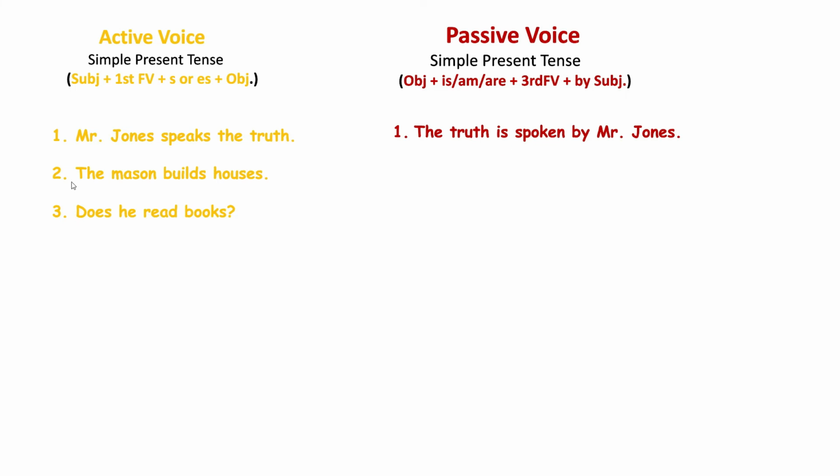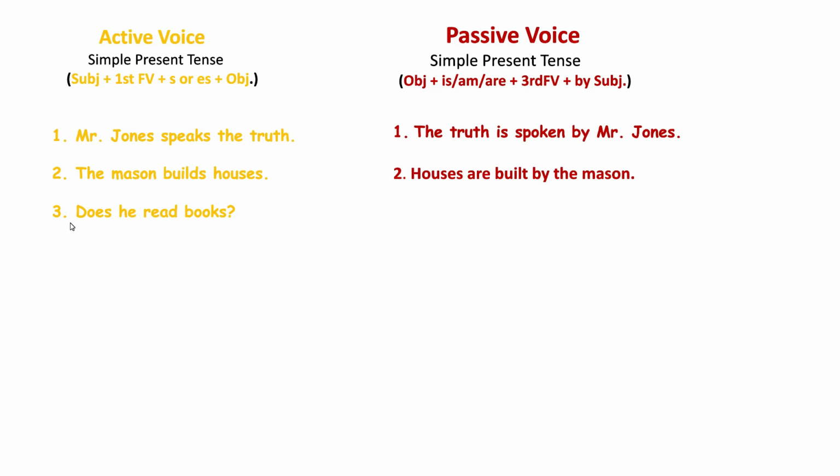The mason builds houses. Houses are built by the mason. Now here we use are. Why? Because the object houses is in the plural form. Got it? Now let's go to number 3.